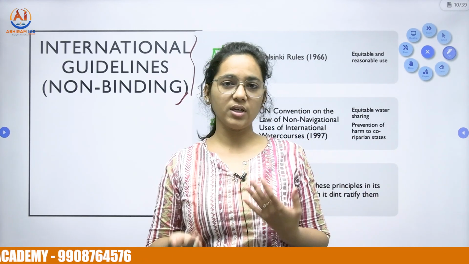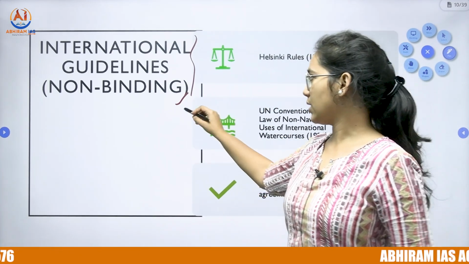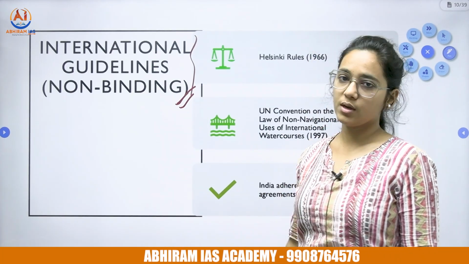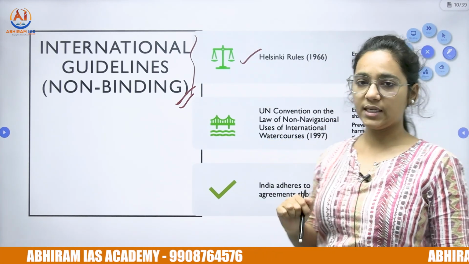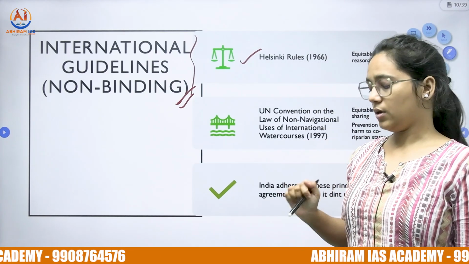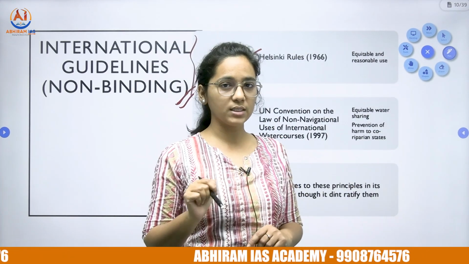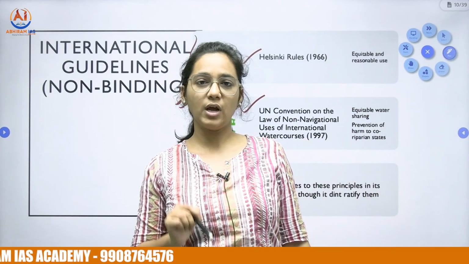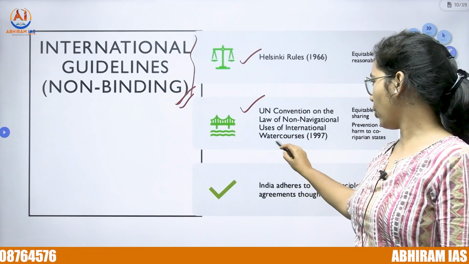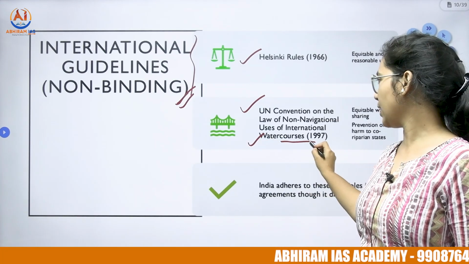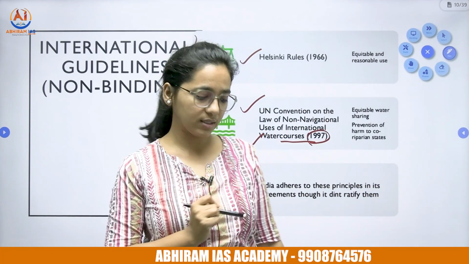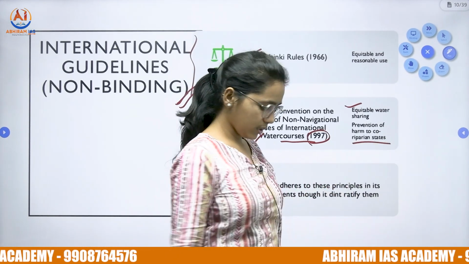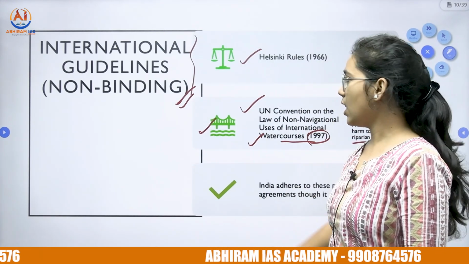If two nations share any cross-border water or rivers, they are usually governed by these rules. However, they are non-binding, and two major guidelines are the Helsinki Rules of 1966. They have given the principle of equitable and reasonable use under the Helsinki Rules, and we have another, that is the UN Convention on the Law of the Non-Navigational Uses of International Watercourses. This came in 1997. So what are the principles under this one? Equitable water sharing and also prevention of harm to the co-riparian states. Okay, these two are the principles under this convention.